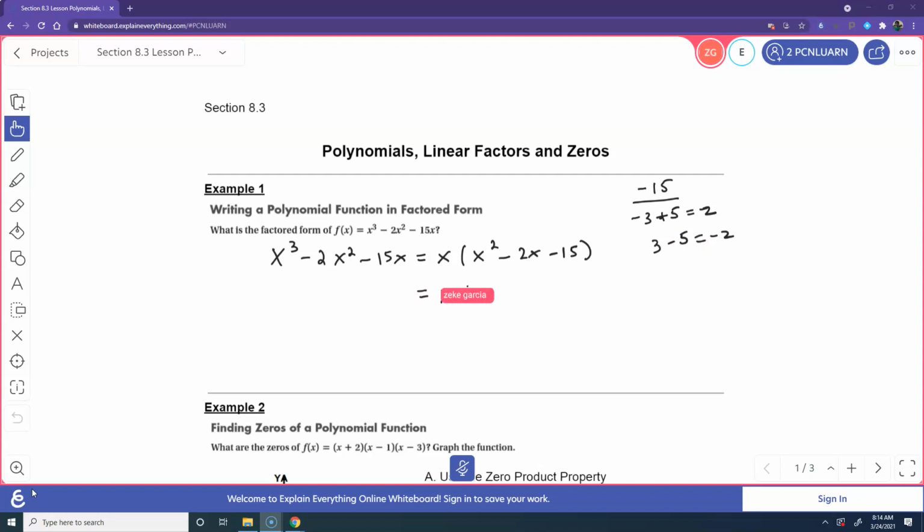So we have x, parentheses x plus 3 times x minus 5. And this is in factored form.